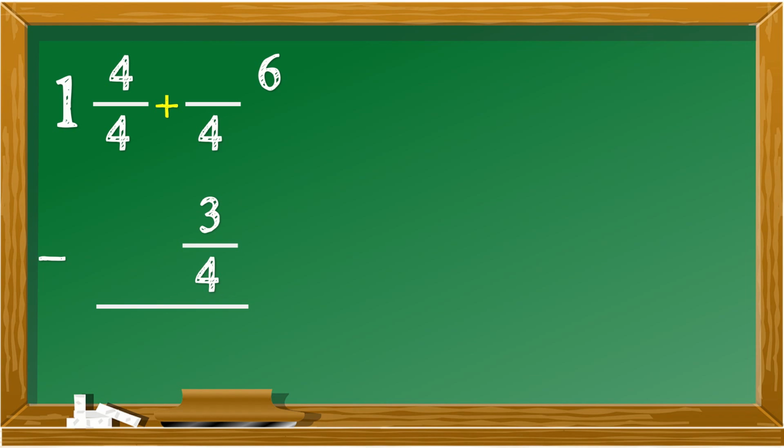We can now subtract. The denominator will remain 4. Don't change that. So subtract. 6 minus 3 is 3. And just copy the denominator. We have a whole number 1. And since 3/4 has no whole number, just bring down 1. And our answer is 1 and 3/4.